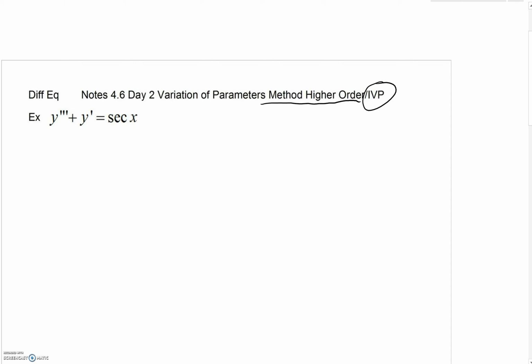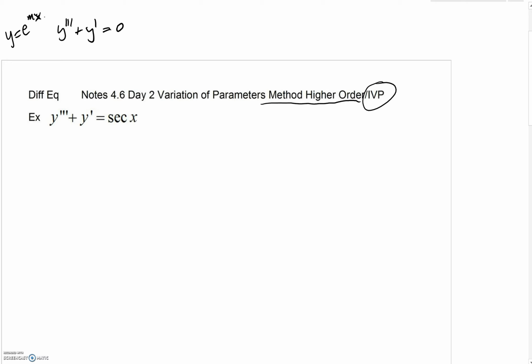But take a look at this example right here to start us off. y''' + y' = sec x. First, whenever you're solving one of these, again, assume that you're solving the homogeneous, where the right-hand side is equal to 0 first. We always are working that out.